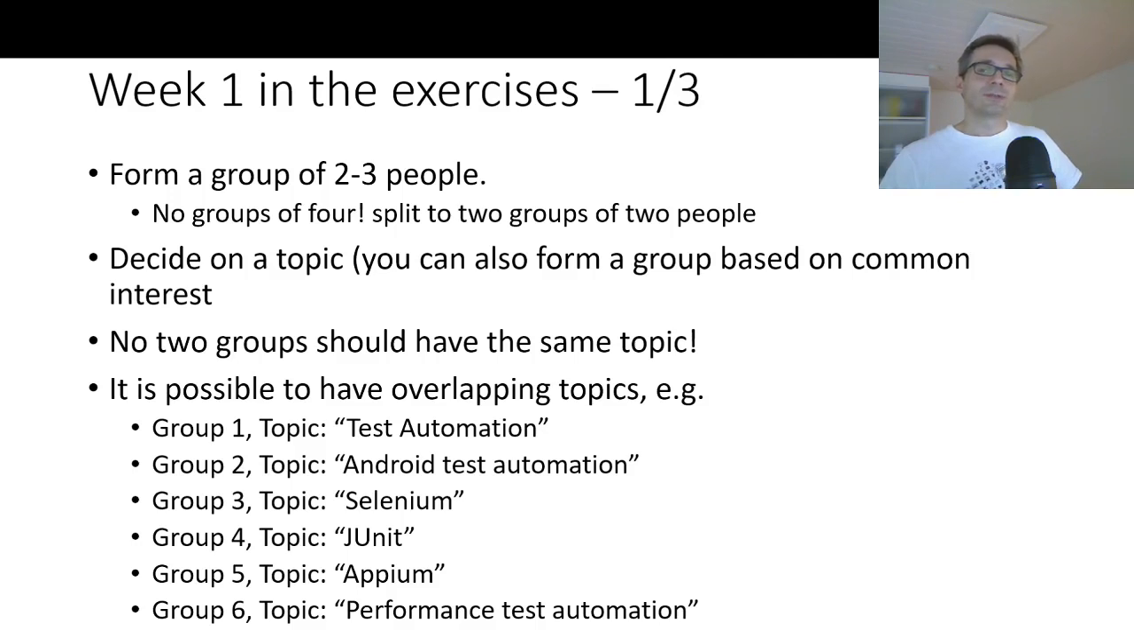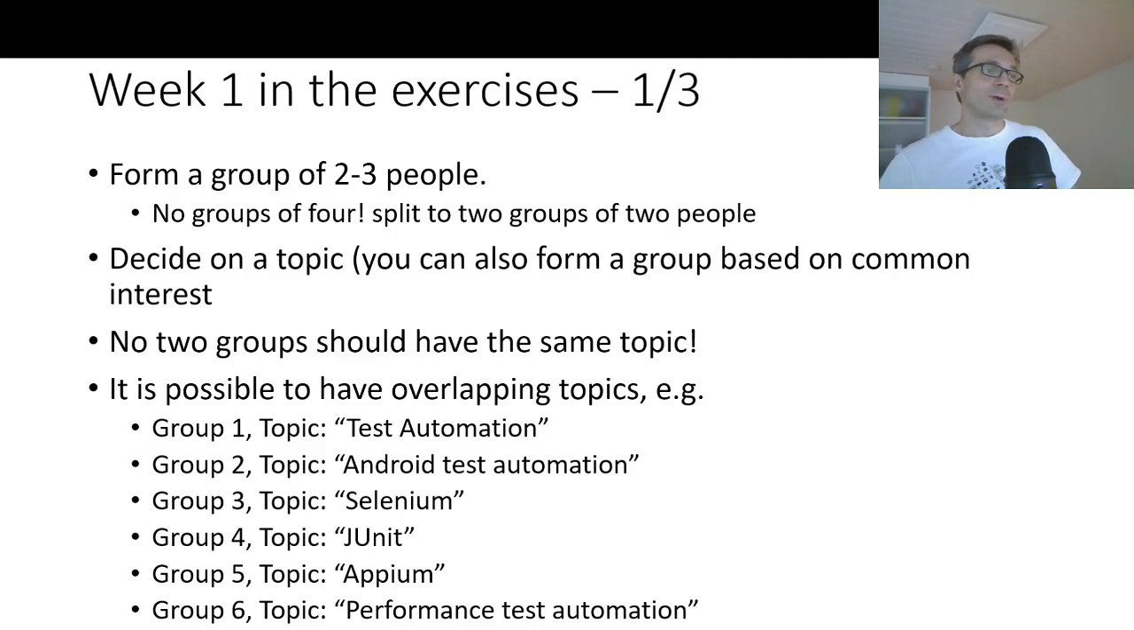You need to decide on the topic. What is the trendy software engineering topic you want to work on? You can also form a group based on common interest. No 2 groups should have the same topic. However, it is possible to have multiple overlapping topics, as shown in the slide.